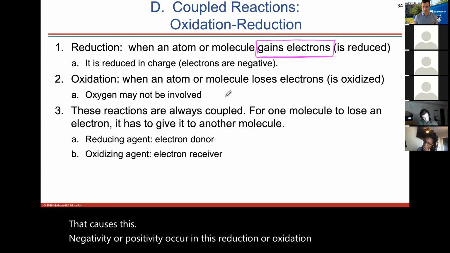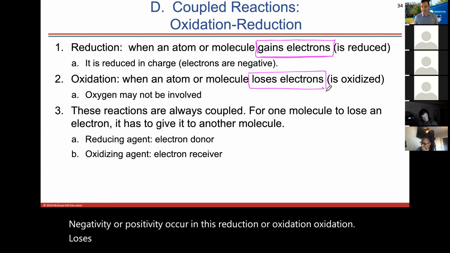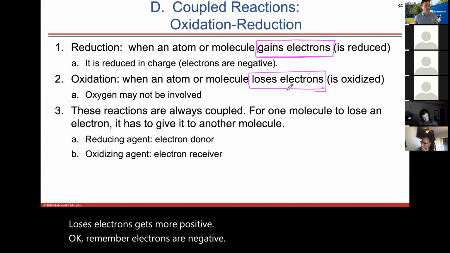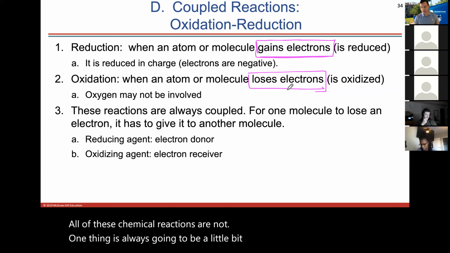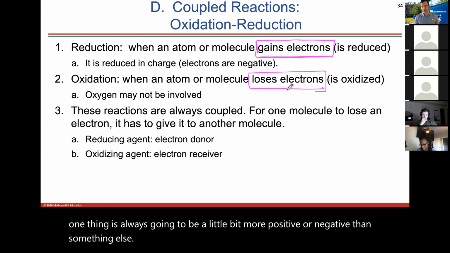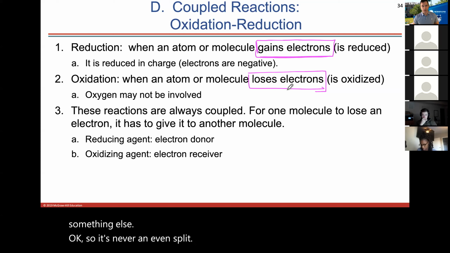Oxidation, there we go, loses electrons, gets more positive. Okay, remember, electrons are negative. This is important for how things age. Okay, all of these chemical reactions are not equal. One thing is always going to be a little bit more positive or negative than something else. So it's never an even split.